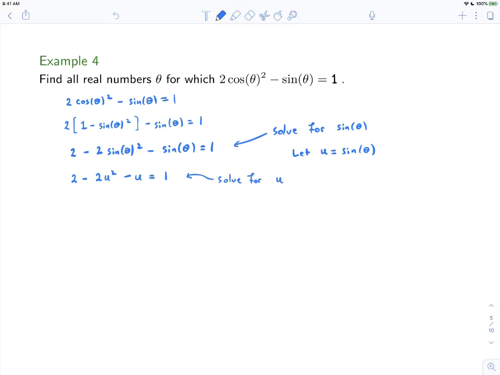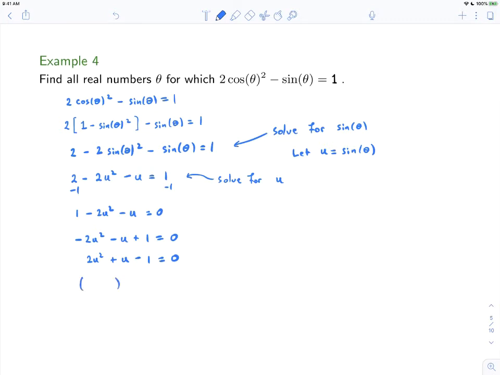If I solve that for u, but u is equal to sine of theta, then I know what sine of theta is. So let's subtract 1 from both sides. Then we'll have 1 minus 2u squared minus u is equal to 0. Let's just rewrite all of this: minus 2u squared minus u plus 1 equals 0. Let's run a minus sign through everything. So it's 2u squared plus u minus 1 equals 0. This will just make it a little bit easier to factor.